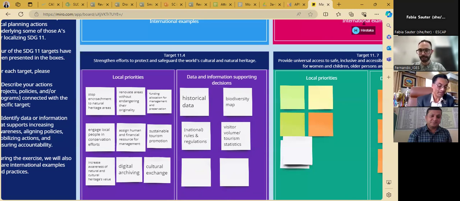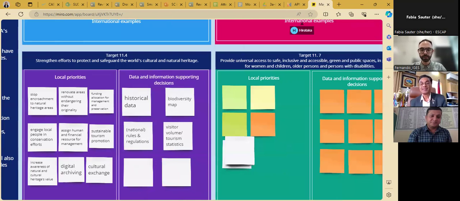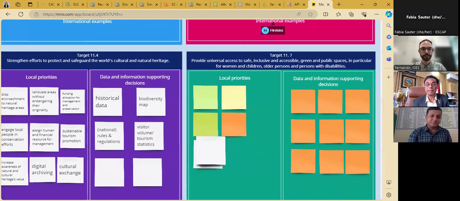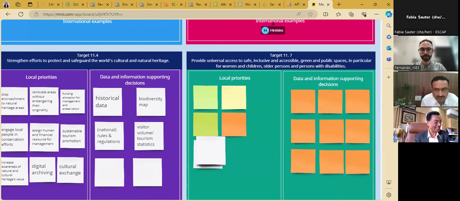If not, we go quickly to target 11.7. Honorable Mayor from Mandi, do you want to elaborate on something, or do you want to break the ice with target 11.7, which is on access to green spaces?